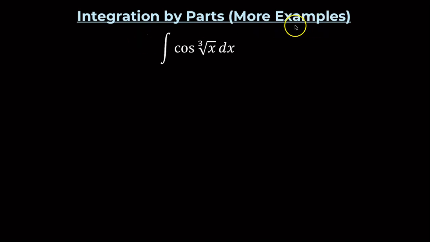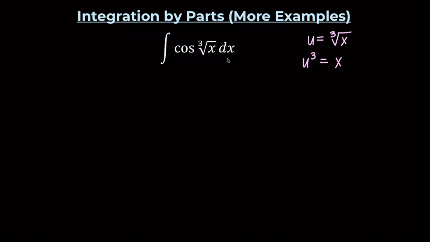Let's go ahead and do some more examples that involve integration by parts. We're going to do the integral of cosine of the cube root of x dx. This one's actually going to start with a u substitution. I'm going to let u equal the cube root of x. And then instead of differentiating right away, I'm going to cube both sides. So I have u cubed is equal to x.